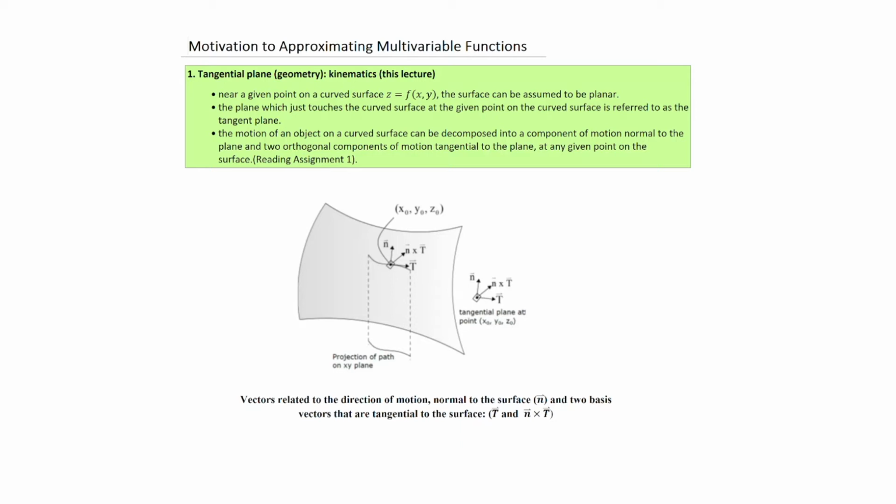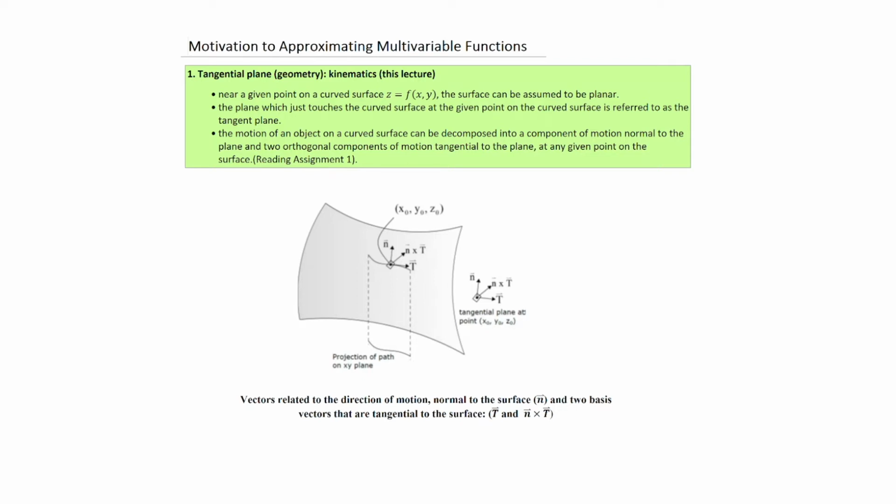Near a given point on a curved surface defined by z equals f of x, y, the surface can be assumed to be planar. So if you just look at a tiny region at a given point on the surface and walk in all directions, it will be very, very flat. And then if you get further out, you'll realize that there is actually some curvature. The plane which just touches this curved surface at the given point is referred to as the tangent plane. So effectively, if you make the area very small, then being a flat surface, it will actually mate very nicely with the tangent plane.